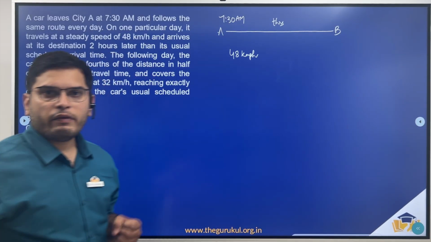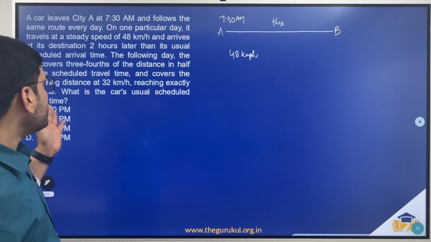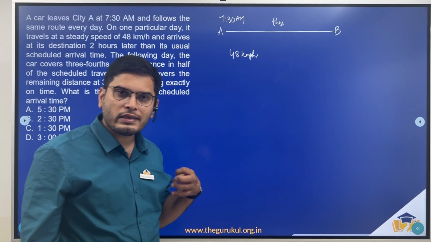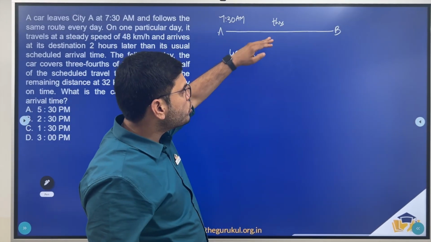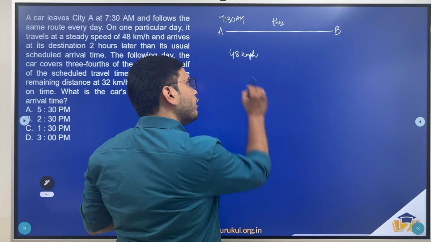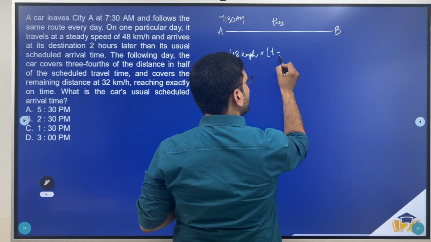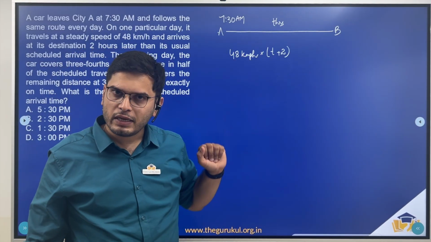So the speed was given to be 48 kilometers per hour and arrives at its destination 2 hours later than its usual scheduled arrival time. So I can say that the car was traveling for 2 hours more. So if the usual travel time is T hours, right, at 45 kilometers per hour to reach the destination, it would have taken T plus 2 hours. Done. So speed into time is equal to distance.